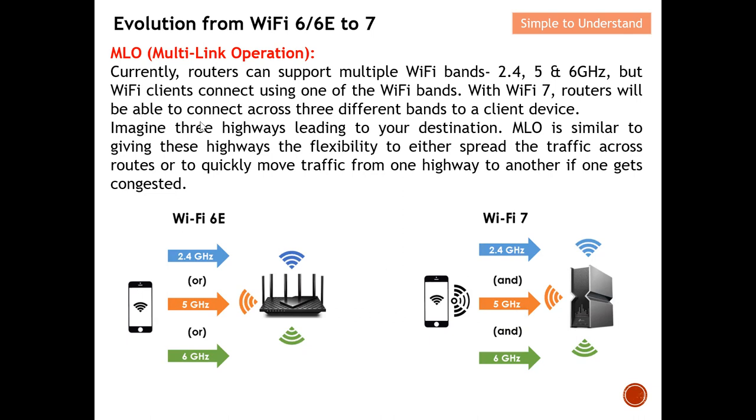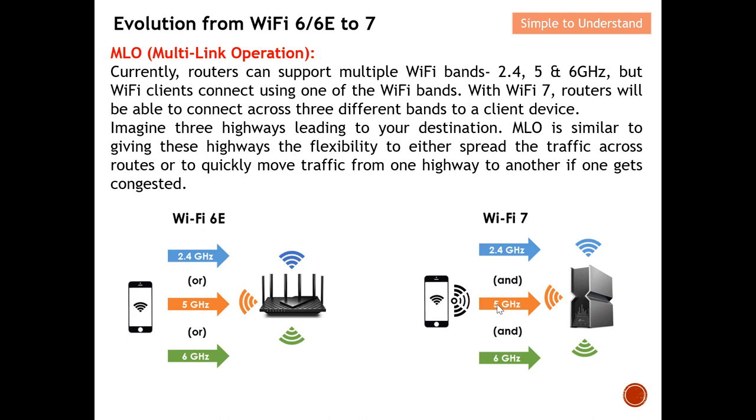Imagine three highways leading to your destination. MLO is similar to giving these highways the flexibility to either spread the traffic across routes or to quickly move traffic from one highway to another if one gets congested. Which means that, let's say 2.4 gets congested, they can concentrate on sending the data at 5 gigahertz or 6 gigahertz.